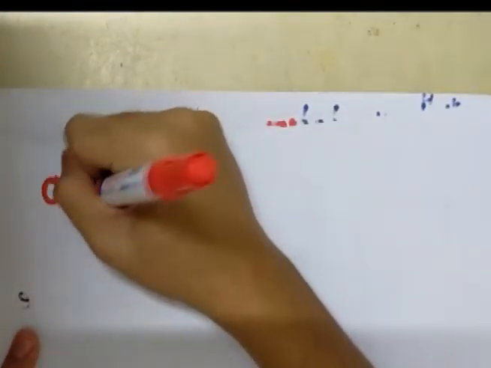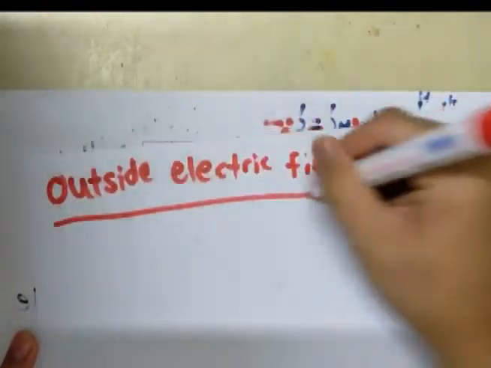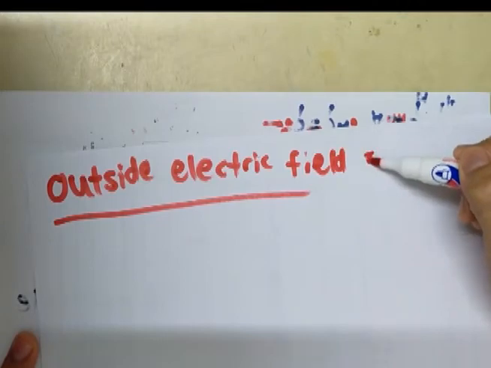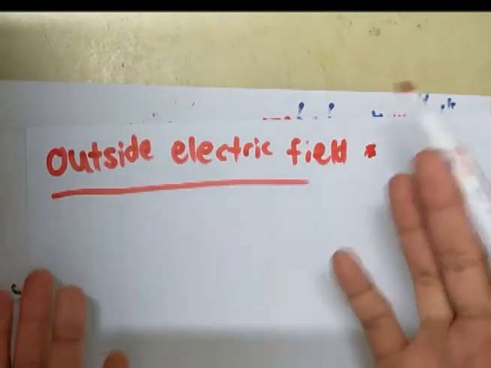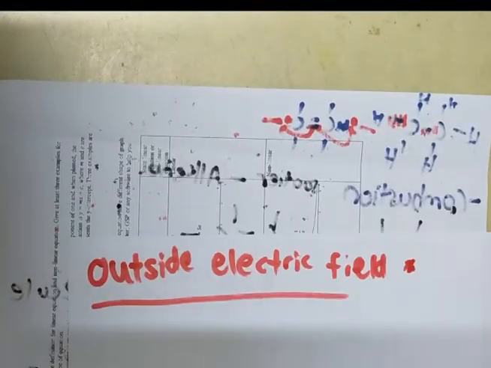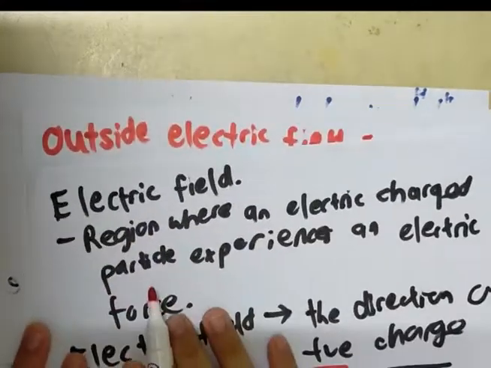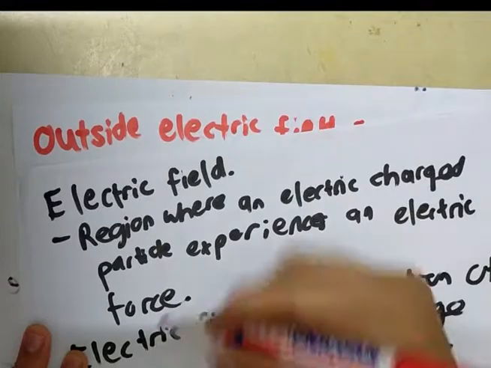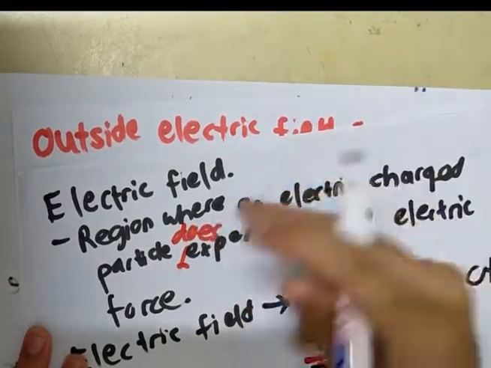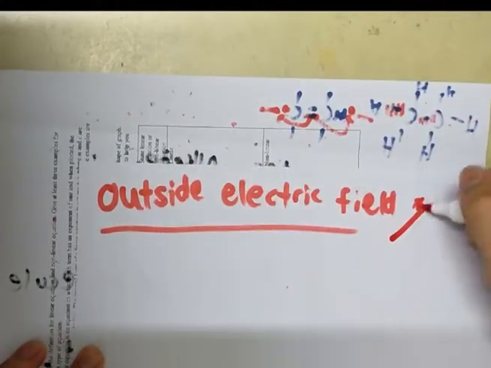Okay, the next thing is, there's another term called outside an electric field. This term is not really asked much, but you have to know. Outside an electric field just basically means a region where a charged particle does not experience an electric force. It's just that simple. Just add "does not". Okay, so this is done.